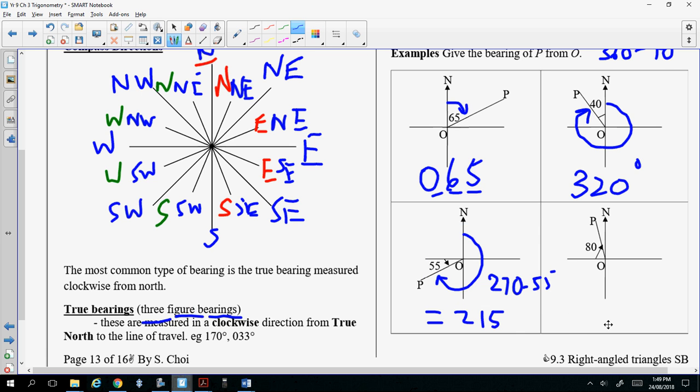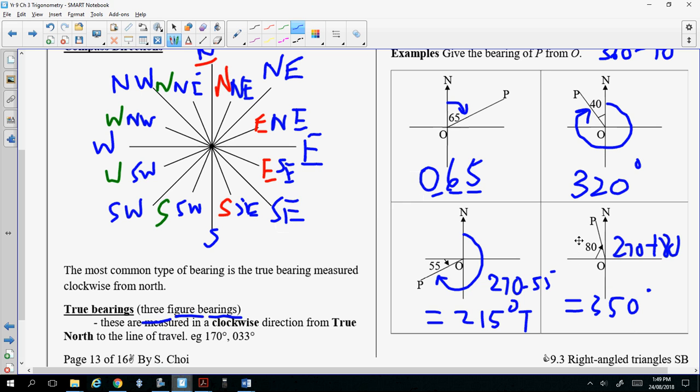Yeah, I guess so. But you don't have to. Yeah, because it's a 3-figure bearing, you have to put a 0 there. It has to be 3 digits. Okay. Next one. This one you do 270 plus 80, which is 350. Any questions? All right.